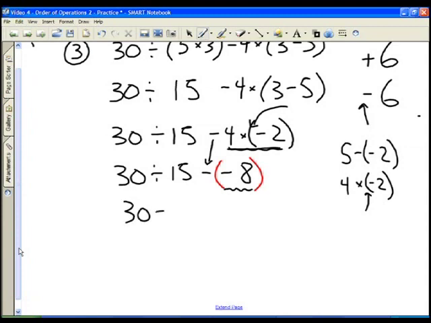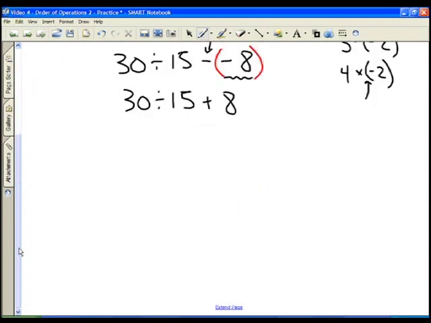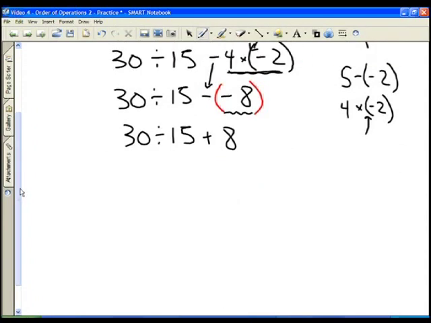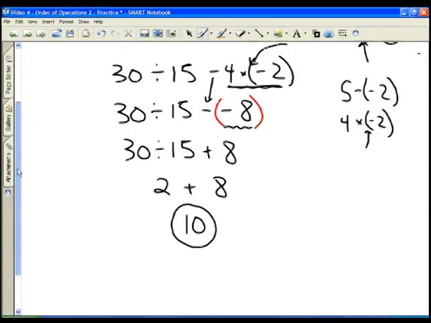Now technically, I still need to look after those brackets before I do my division here. So 30 divided by 15, and minus negative 8 turns into plus 8. And now my brackets can be removed. And now I have 30 divided by 15 plus 8. Well, 30 divided by 15 is 2, plus 8, and 2 plus 8 is 10. So the answer to this practice problem is 10.